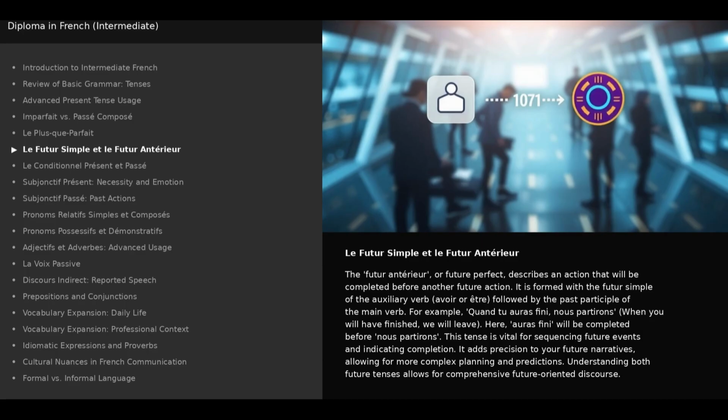This tense is vital for sequencing future events and indicating completion. It adds precision to your future narratives, allowing for more complex planning and predictions. Understanding both future tenses allows for comprehensive future-oriented discourse.